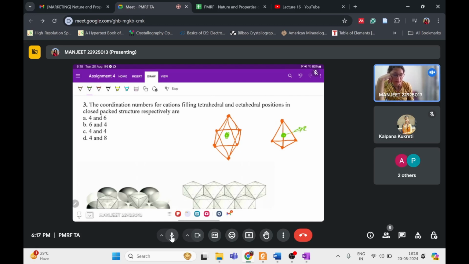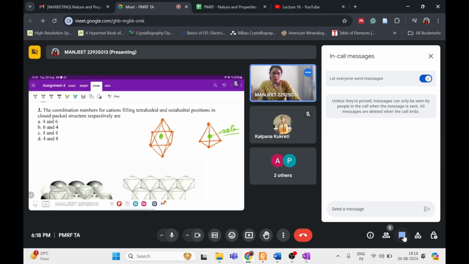If I see from here, what will be the coordination number for the tetrahedral? This is your atom. Can anyone tell me what will be the coordination number for this atom sitting at the tetrahedral position? It is connected to 4 atoms, this one and this one. So the coordination number for this will be 4.